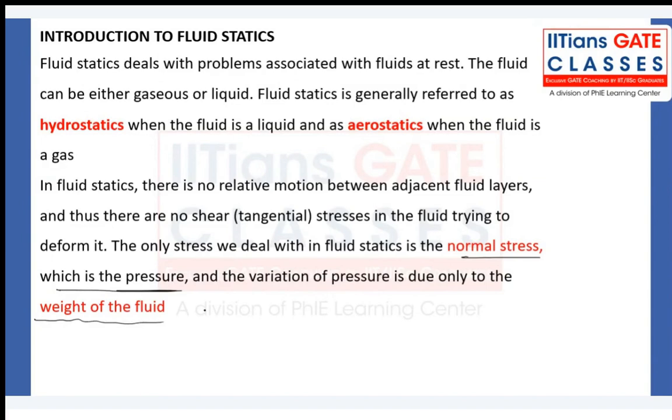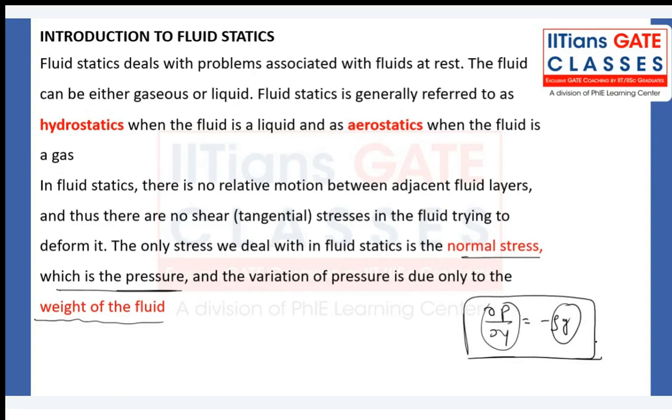As they are talking about this case, the weight of the fluid element, only variation will be there because of that. When the fluid is moving with some constant velocity, still we can apply this law. This dp by dy equal to minus rho g. Getting my point?